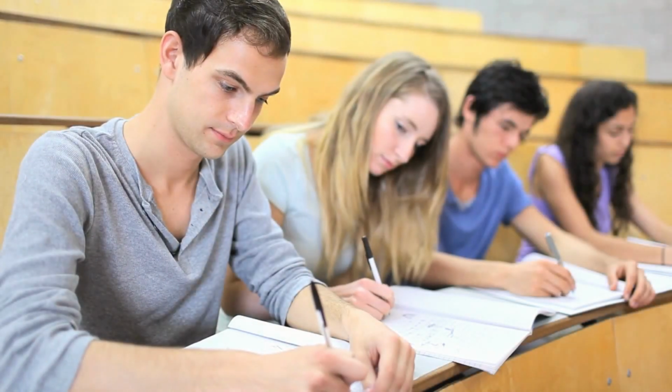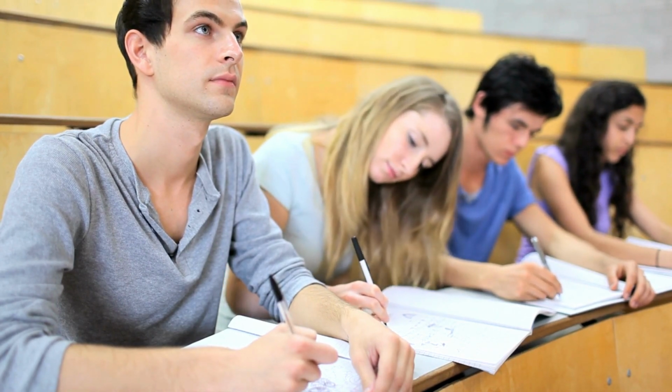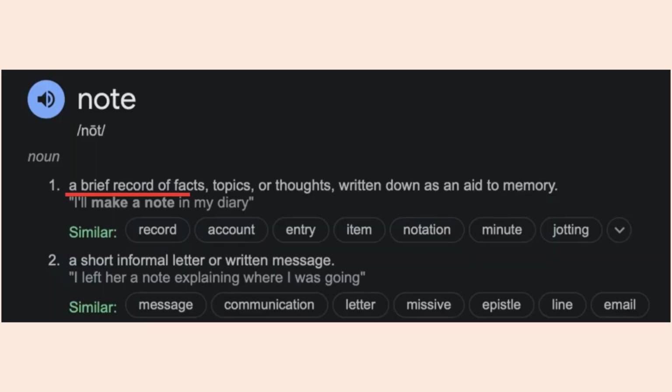If we look at the phrase take notes and break it down, we'll get the verb take and the noun notes. The verb take refers to the action such as writing or typing, and such action can help us concentrate, comprehend, and remember what we've heard or seen. Because our body is awake when we move our arms and hands. As for the noun note, the definition of note is a brief record of facts, topics, or thoughts written down as an aid to memory.